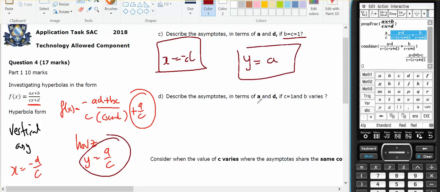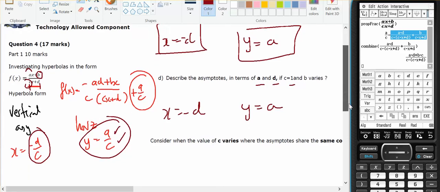Describe the asymptotes in terms of A and D if C is 1 and B varies. Well, if C is 1, it's the same answer: x equals minus D and y equals A, because the asymptotes have nothing to do with B. B is this number here, and that's not going to affect the asymptote. The asymptote is affected by C and D and by A and C.